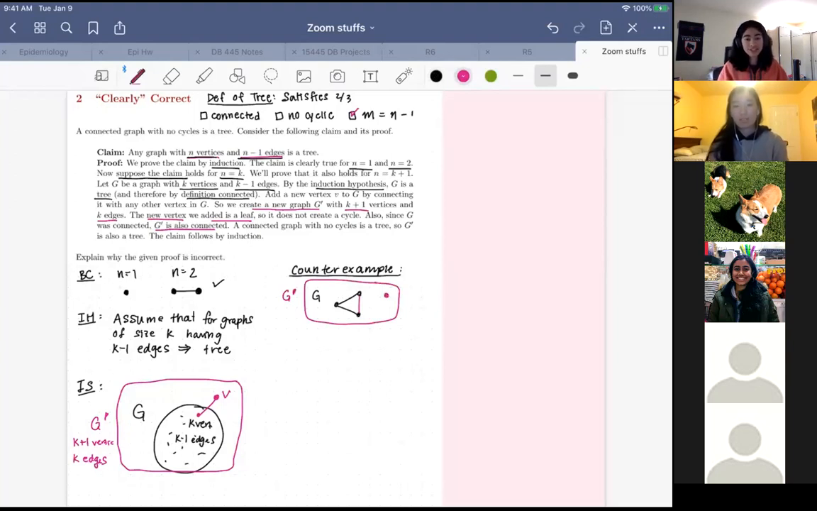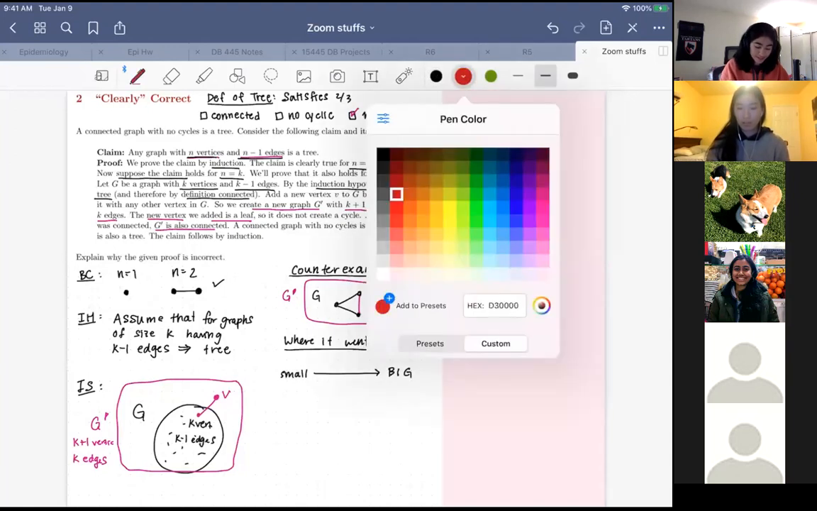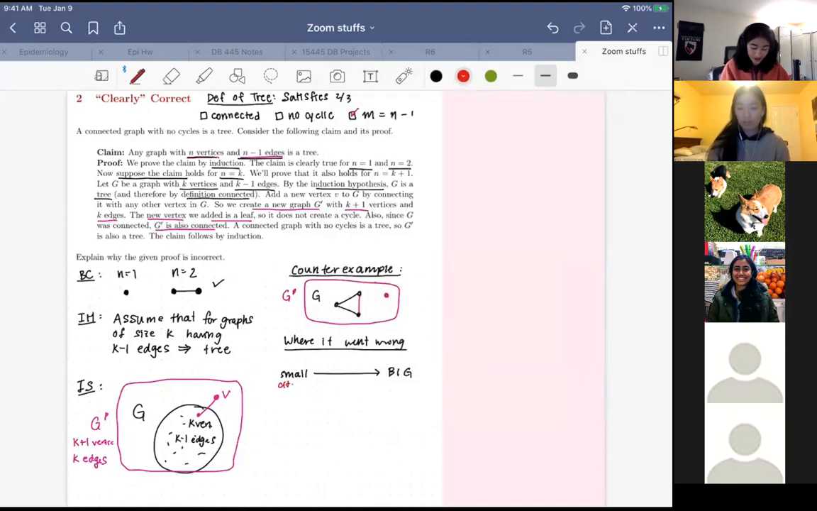So why did our induction proof not catch this counterexample? Where it went wrong is really that we started with our small graph G. We did some action to get to our big graph G prime. And the reason we did this was because we wanted to cite our IH on the small graph, and then somehow we wanted to show that the property still held in the big graph.